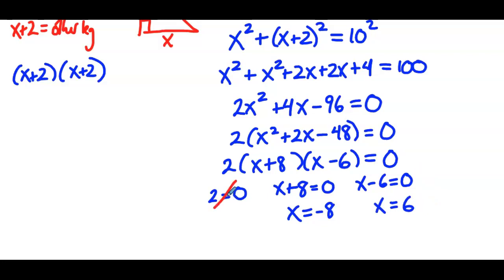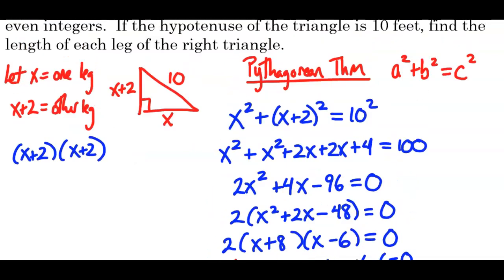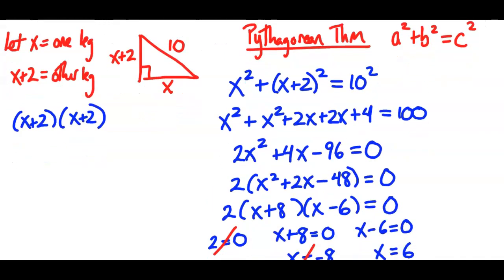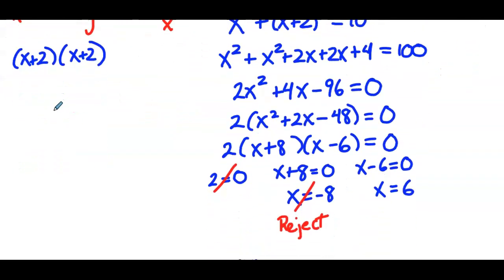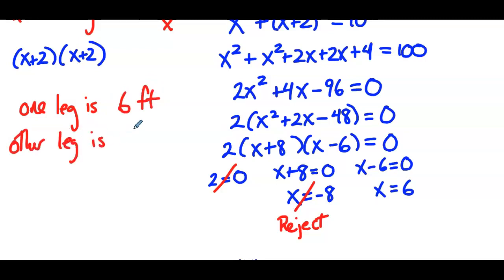Well, 2 equals 0 is not true. x equals negative 8 is a good answer, but based on the context of this problem, we don't want to use that. We can't have a negative side of a right triangle. So x equals 6 is our solution. And it says find the length of each leg, and we're talking in feet. So one leg is 6 feet. The other leg is x plus 2, which is 8 feet.